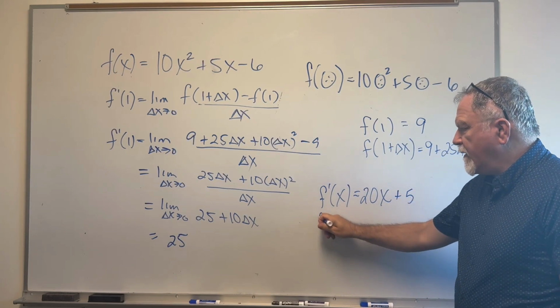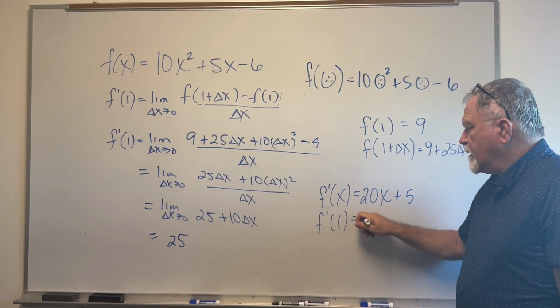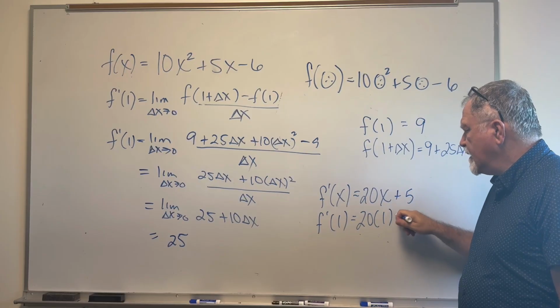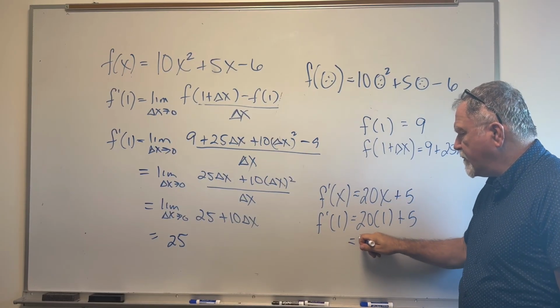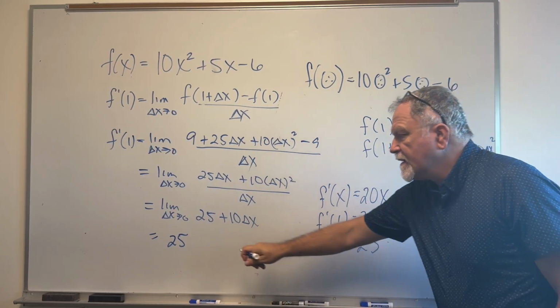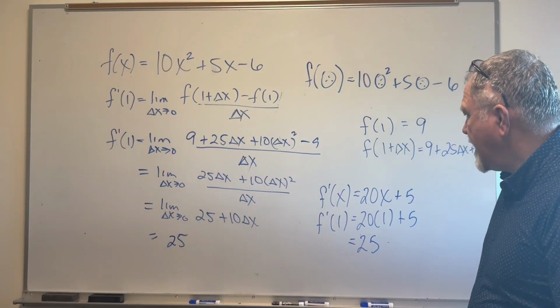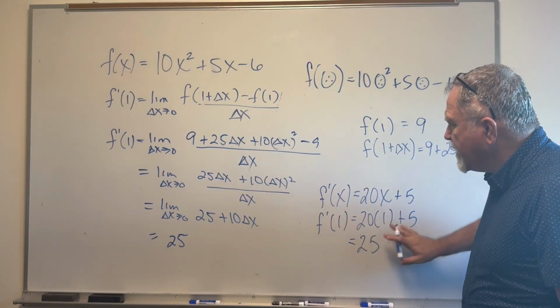So if we want to evaluate that at 1, f prime of 1 equals 20 times 1 plus 5, and lo and behold, it matches what we got over there, which we expected to happen. So ultimately, we're going to be using the shortcut method.